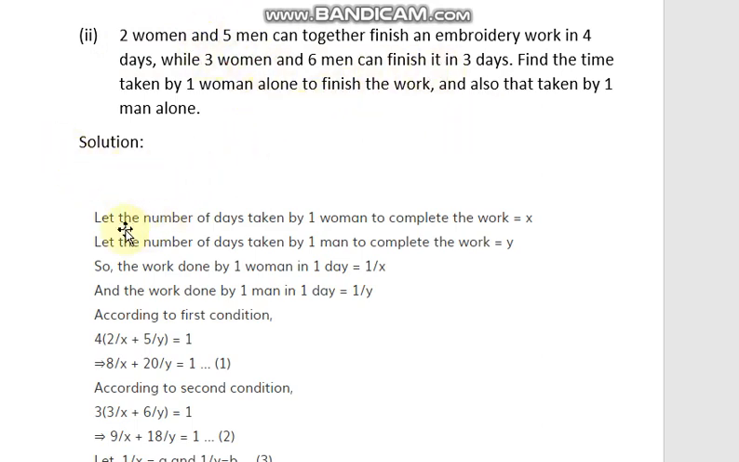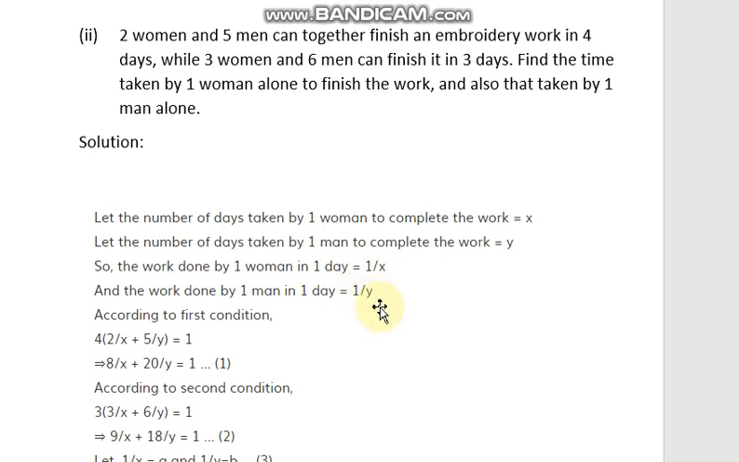Now the solution. Let the number of days taken by a woman to complete the work be x. So one woman can complete the work in x days. Let the number of days taken by one man to complete the work be y. So the work done by one woman in 1 day is 1 upon x, and the work done by one man in 1 day is 1 upon y.